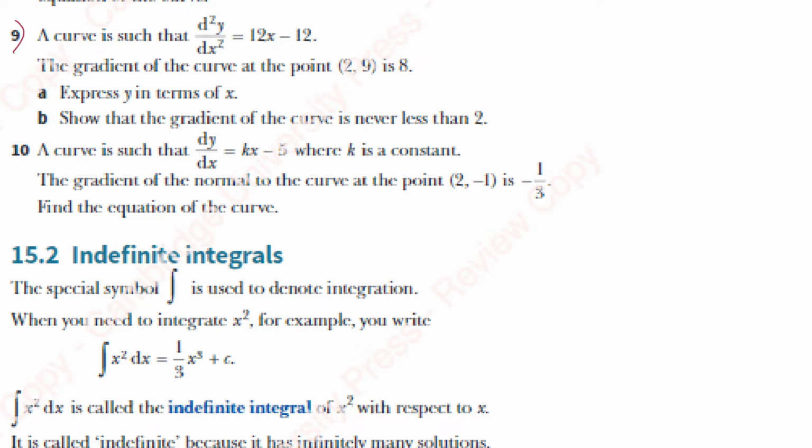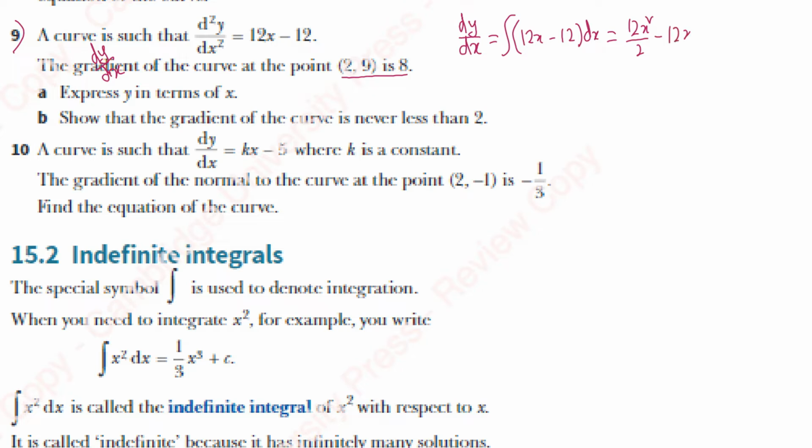It's time now to show you question number 9. It involves d²y/dx² and the gradient of the curve at this point. We know that gradient means dy/dx, so we need to find the dy/dx formula. Integrating that gives you dy/dx. If we integrate 12x - 12 with respect to x one time, it gives us 12x²/2 - 12x + c. So if we simplify, 6x² - 12x + c is our expression of dy/dx.